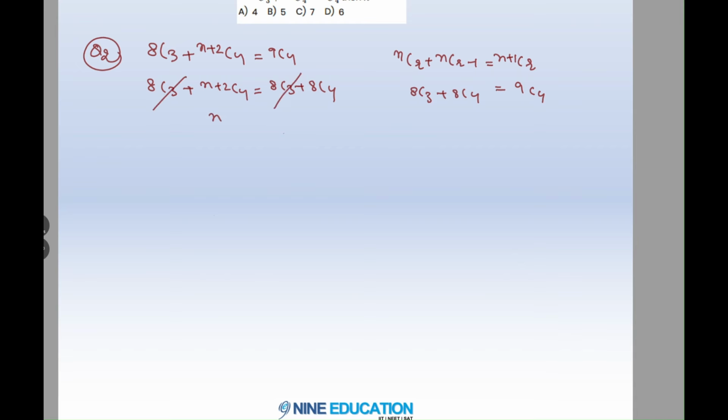8C3 and 8C3 cancel. n plus 2C4 is equal to 8C4. Comparing, n plus 2 equals 8, then n equals 6. Option number D is your answer.